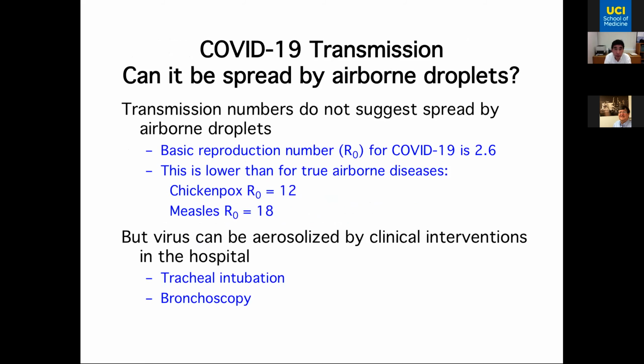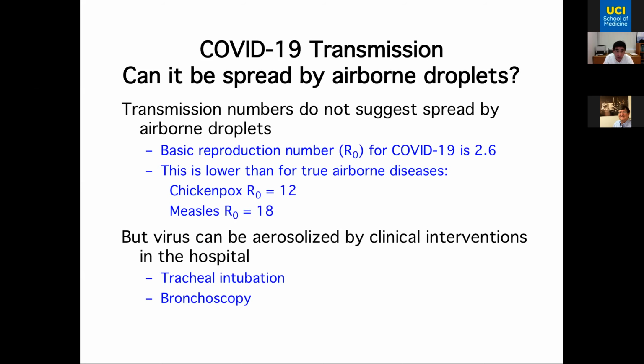Another question that people have is: is there transmission by airborne droplets? So I mentioned that the spread is by respiratory droplets. Those are relatively large droplets, but we're concerned about small droplets that can linger in the air for hours. And diseases spread that way are very contagious. So if we look at the numbers, the suggestion is that COVID-19 is not spread by airborne droplets.